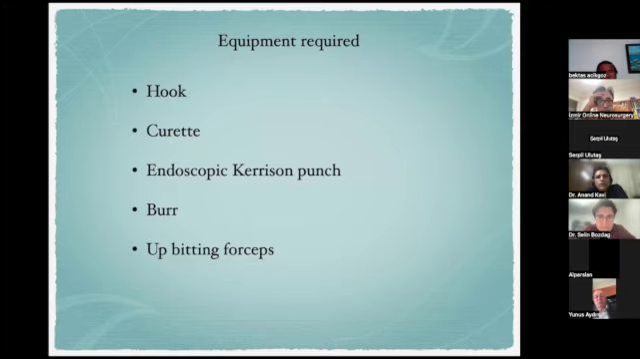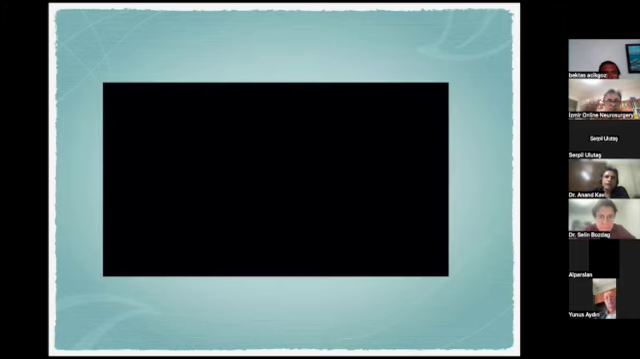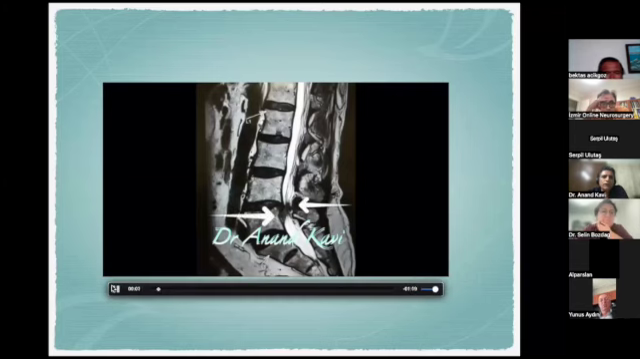Now, for these approaches, these monoportal foraminal decompressions, the equipment required is very simple and not extensive. Only 4 or 5 instruments are required. That is a hook, an endoscopic curette, a punch, a burr, and an upbiting forceps. Now I would show you a small video.